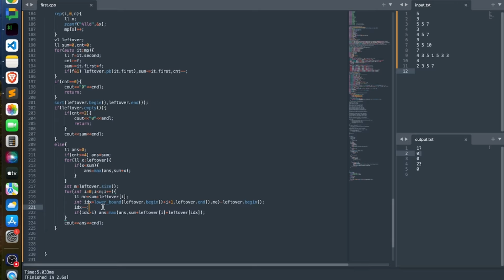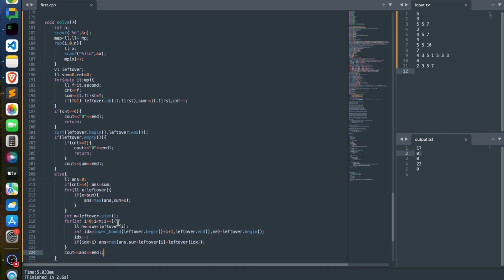Please try to code this by yourself as well. Then you would understand better what I'm doing here. And please check out the explanation part. If my index is greater than i, then it means that you can take the leftover of index idx. So just update the answer: answer is equal to max of answer and sum plus leftover of i plus leftover of index. And at the end, return your answer, right?